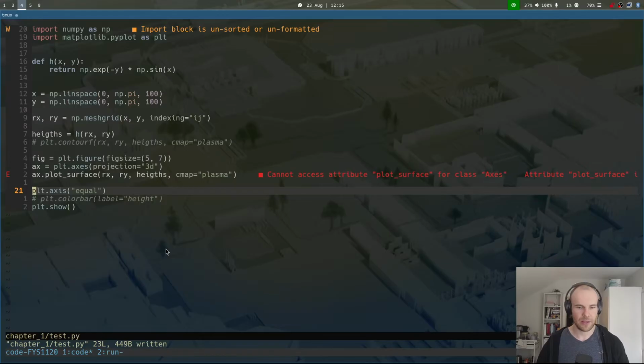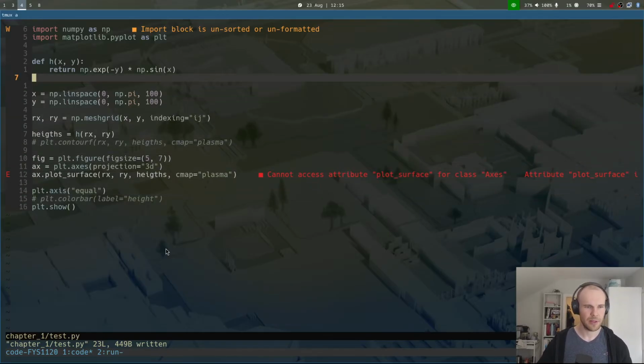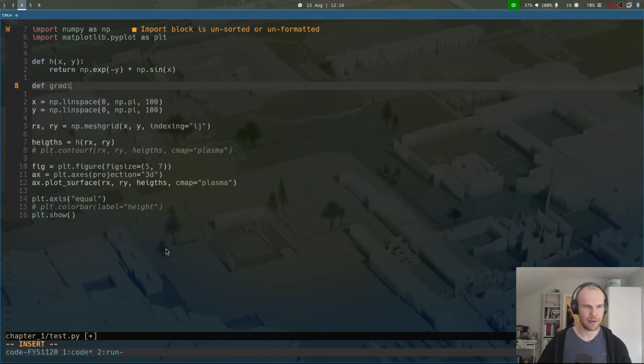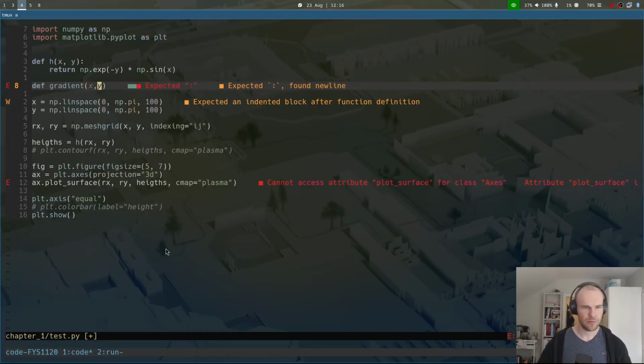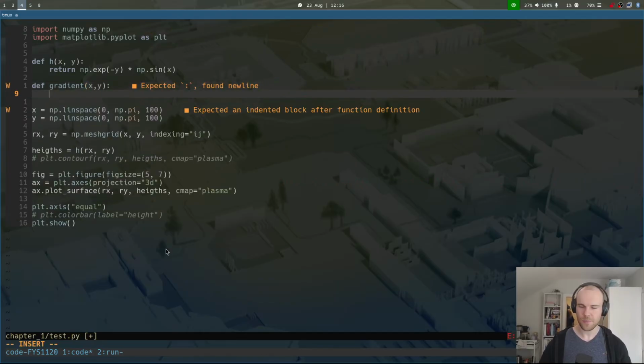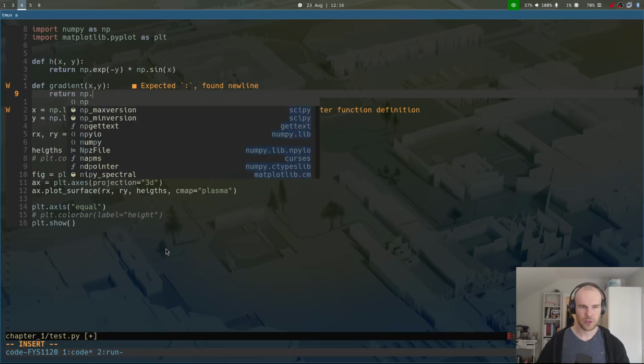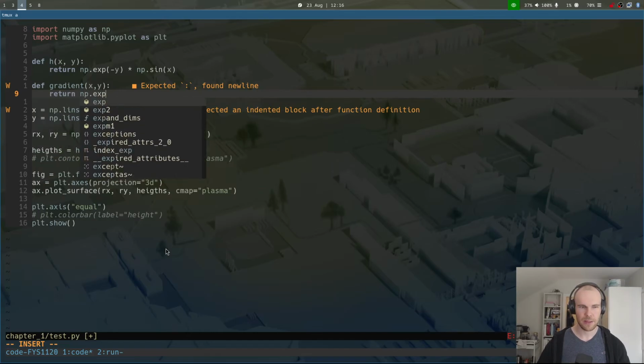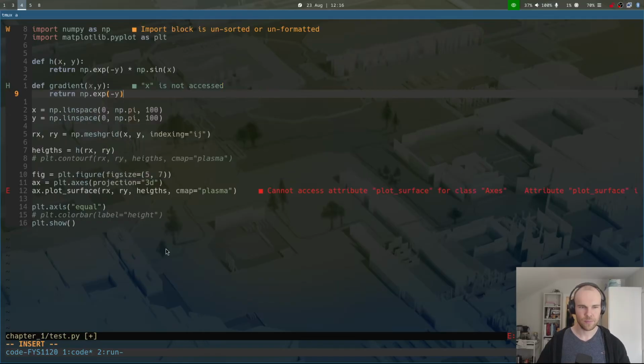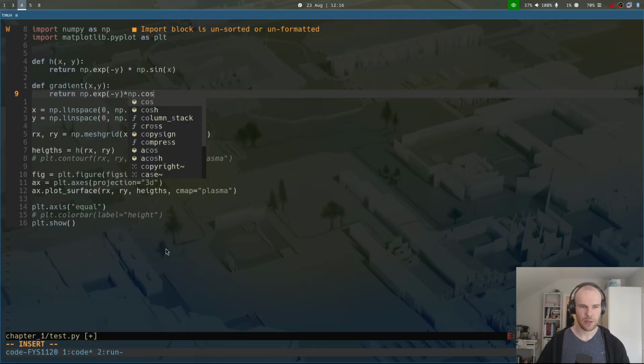Yeah, we can do that. Let's see. So we can plot that guy. def gradient of x comma y. And then the gradient was return. Then it was np.exp of y. And that's just going to be np.cos of x, right? And then I get minus.